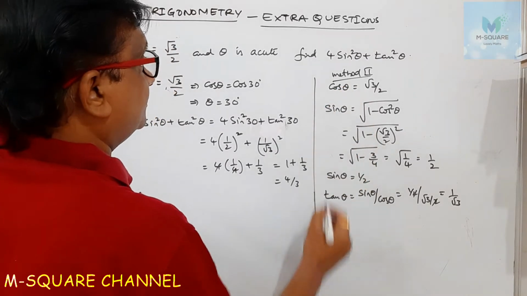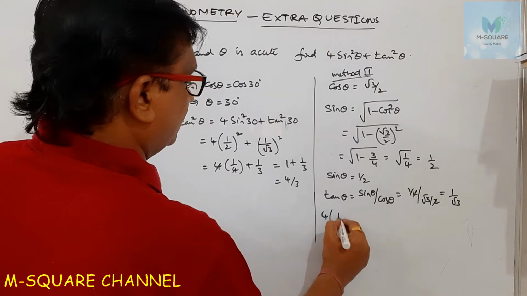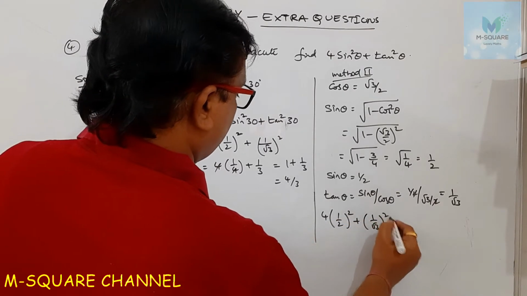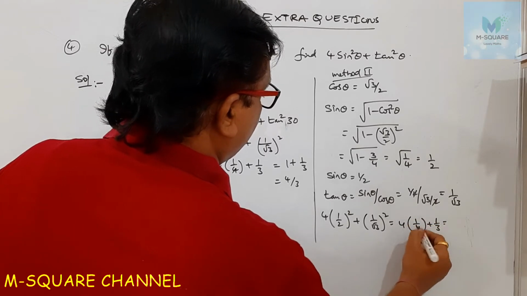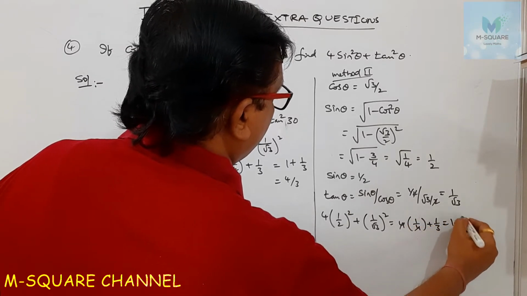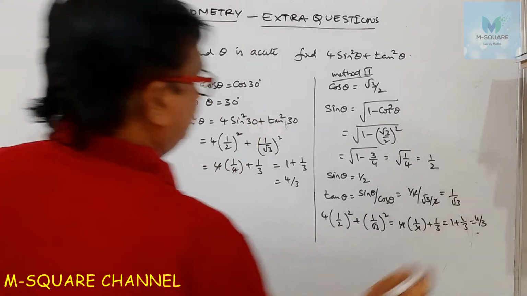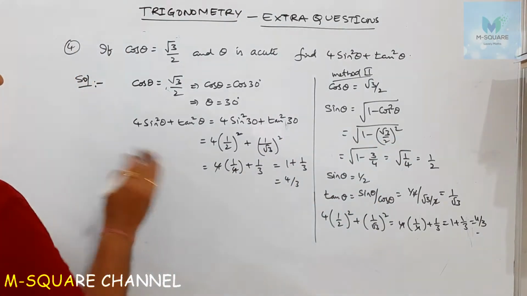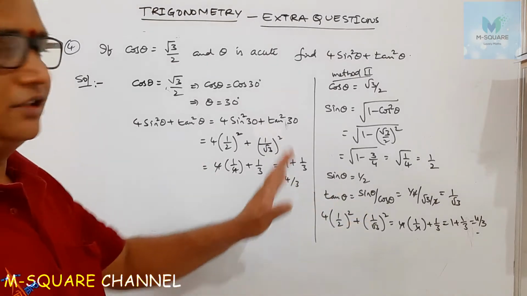So substituting these values, 4 into (1 by 2) whole square plus (1 by root 3) whole square. So 4 into 1 by 4 plus 1 by 3. That is 4 cancel, 1 plus 1 by 3. It is nothing but 4 by 3. The first method extracts the theta value, and this second method uses identities. So any method you can do it. This is the second method.